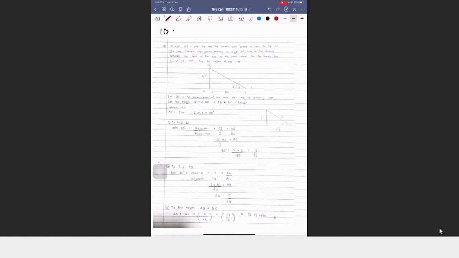Alright, I hope everyone can see this. So basically, what you have is a man cut a pine tree and the broken part bends so that the top of the tree touches the ground, making an angle 30 degrees with it. So the distance between the foot of the tree to the point where the top touches the ground is 9 meters. Find the height of the tree.